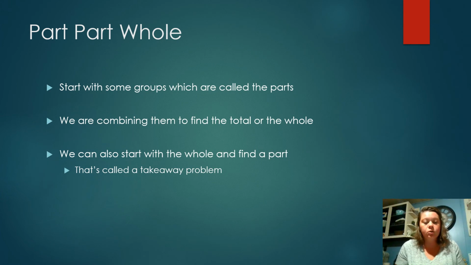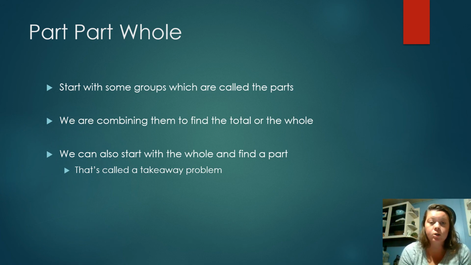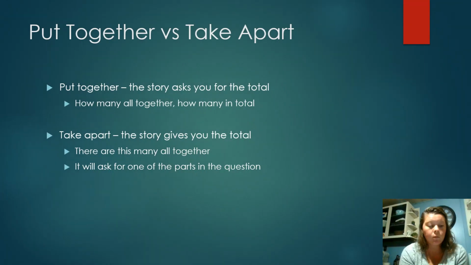Our next kind of story problem is part, whole. This is when we start with some groups, which are called the parts, and then we combine the parts to find the total or the whole. We can also start with the whole and find the part. That's called a takeaway problem. There are two parts to a part, whole problem, which are put together and take apart.